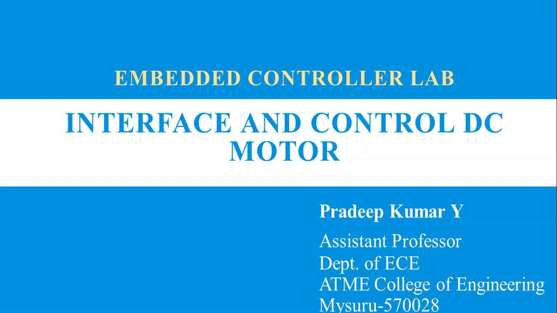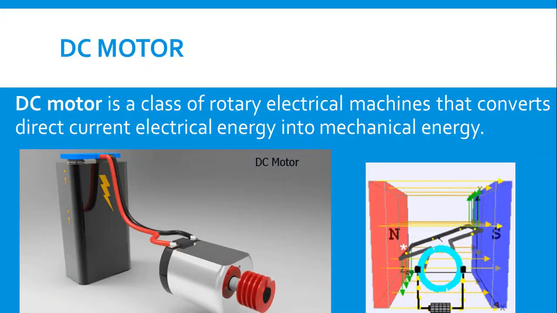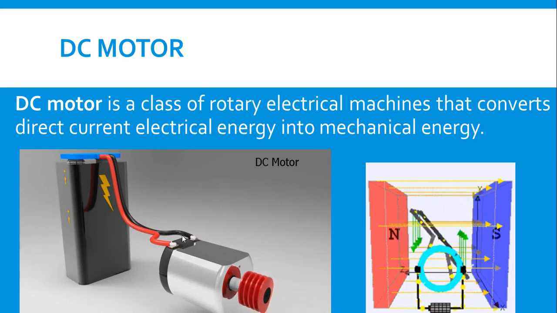Hello, in this video I'll try to explain the interface and control of DC motor pertaining to embedded controller lab. The DC motor is a class of rotary electrical machine that converts direct current electrical energy into mechanical energy. Essentially, a DC motor consists of two terminals. If the proper supply is given to those terminals, the motor will rotate in the anti-clockwise direction, and if the polarity of the supply is reversed, the direction of the motor also changes.